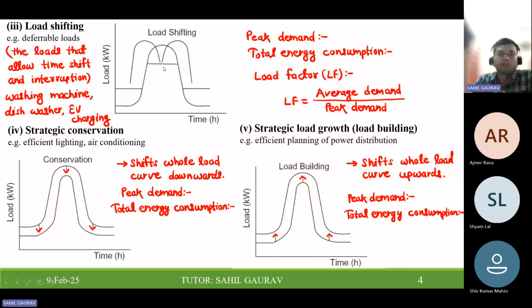Yes, Syam, Ajmer, Shiv. We can shift the load of just ironing of clothes from peak hours to the morning or non-peak hours, and also washing machines. Yeah, that is okay, but I am asking for a non-deferrable type of load. This is deferrable loads. And non-deferrable loads do not allow time shift or interruption. So I'm asking for an example of non-deferrable.